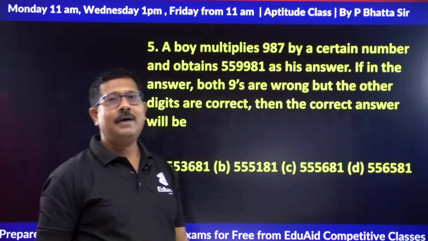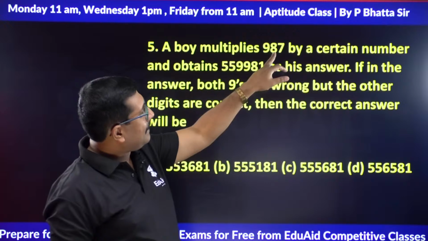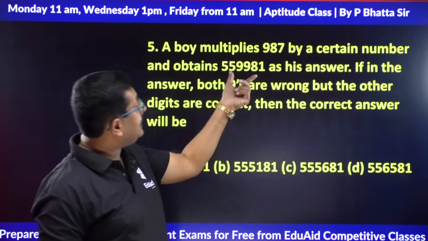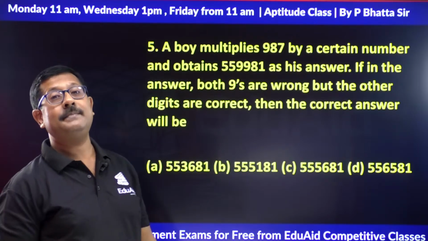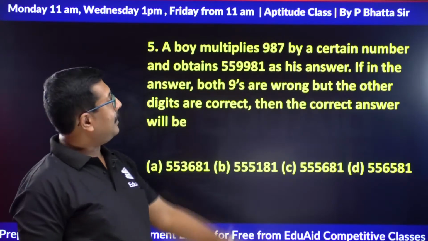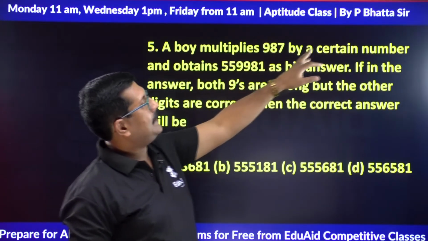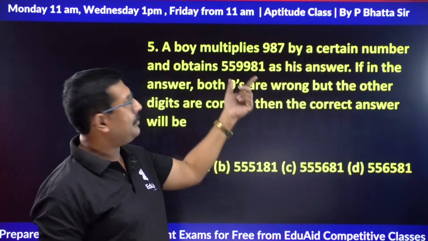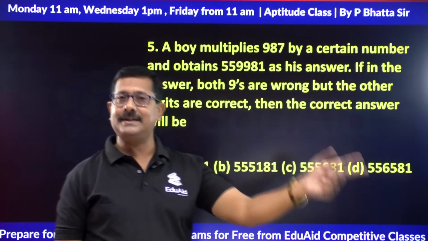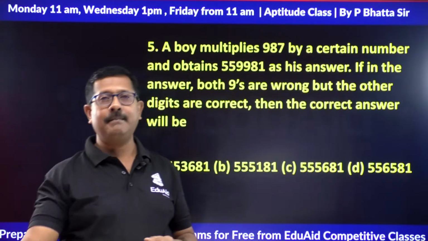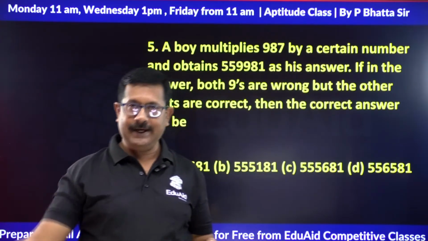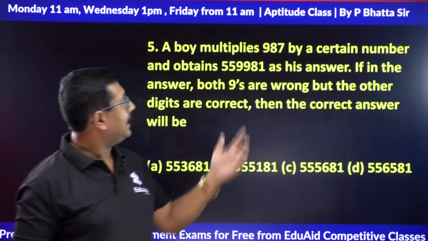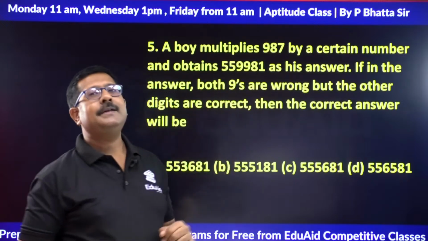So one hint we have obtained is that this number 987 is perfectly divisible by 3. It indicates that this answer is also perfectly divisible by 3, because whenever you multiply 987 with another number, since 987 is divisible by 3, obviously the result will be divisible by 3. Like 3 into 2 is 6. You are multiplying a certain number 2 with 3, the result is 6, which is divisible by 3. That is the logic. So this number is perfectly divisible by 3.